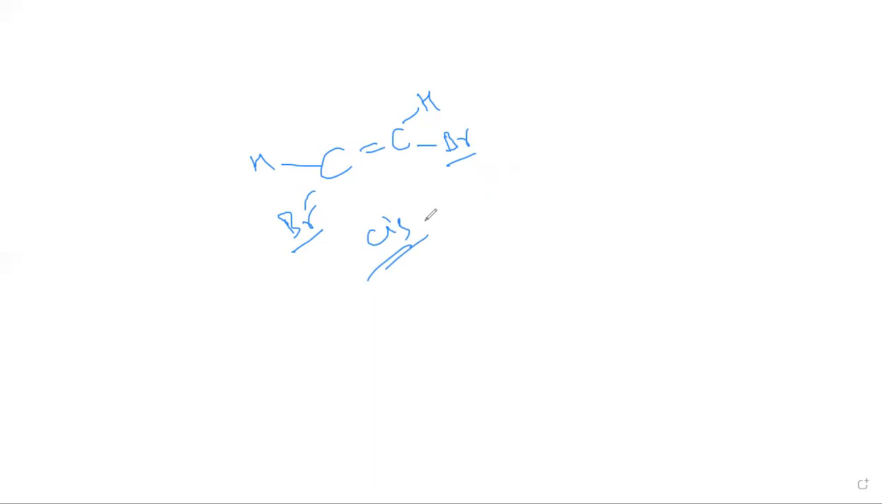What is the name of this compound? This first carbon and second carbon, this is 1 and this is 2. 1,2-dibromoethane is the name of the compound.